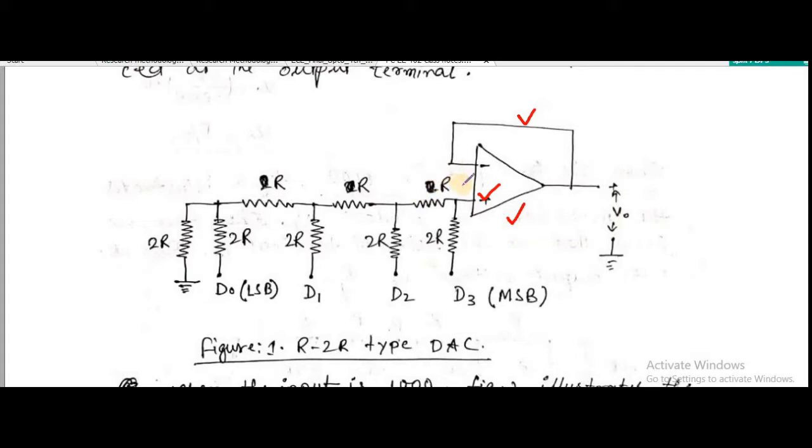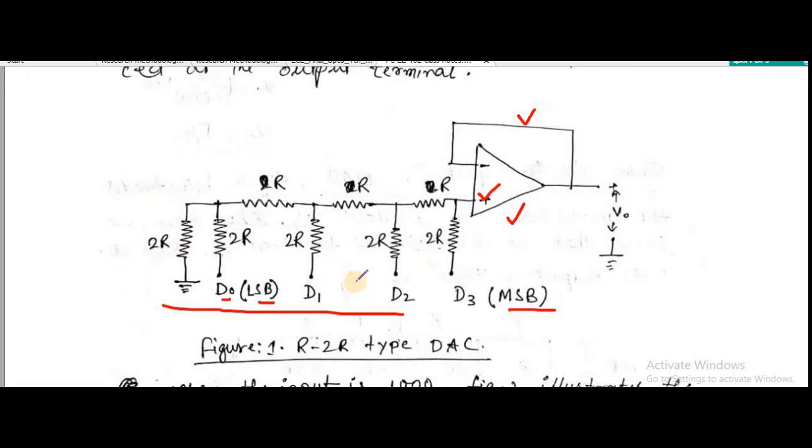Now if you see this configuration, there are some 2R value resistors in parallel and some series resistances of R. This structure is basically called an R2R ladder type DAC. Since this is a 4-bit DAC, we have D0, D1, D2, D3. Here D0 is the LSB and D3 is the MSB. The job of this circuit is to convert a 4-bit digital data into its corresponding analog value.